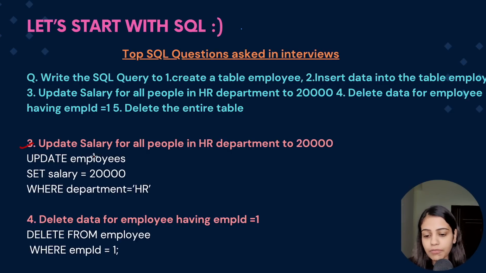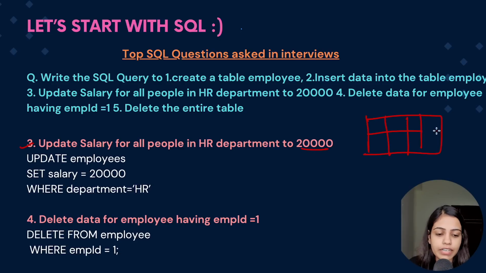Now the third is we have to update the salary for all the people in HR department to 20,000. Now we have created a table, we have inserted data into this particular table. Now we need to find a department having the name as HR, and corresponding to this particular department, we have to find the salary column, and we have to update the salary everywhere we find the department as HR.